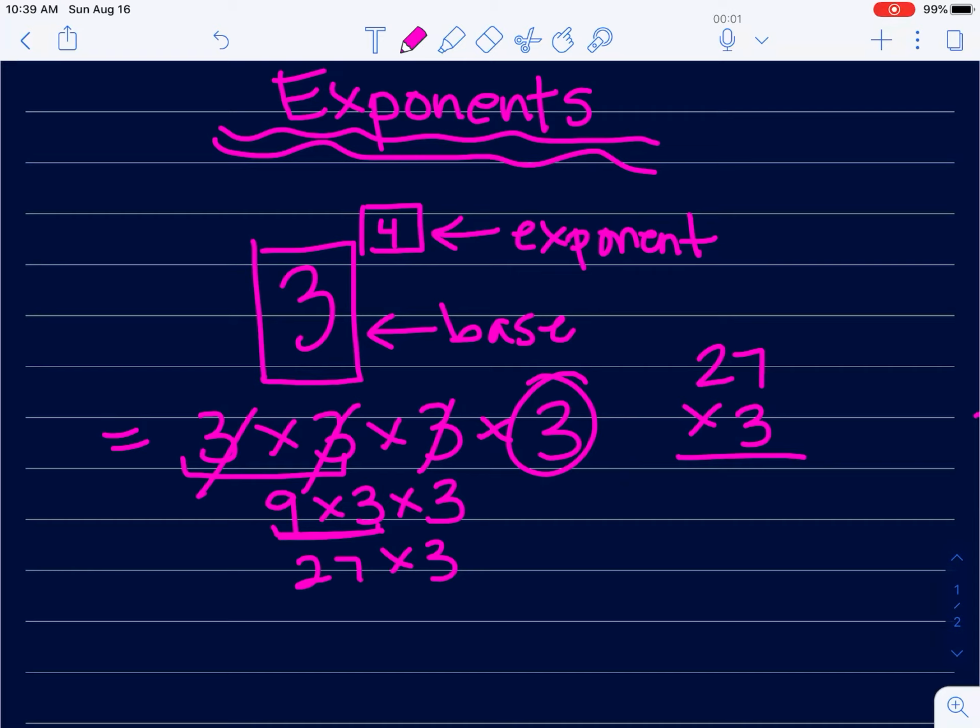Be careful that you don't do it too many times or not enough times. 7 times 3 is 21. 3 times 2 is 6, plus 2 is 8. This answer would be 81. Therefore, 3 to the 4th power is how we say this, equals 81.